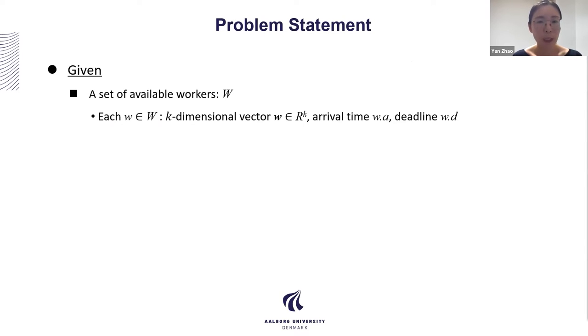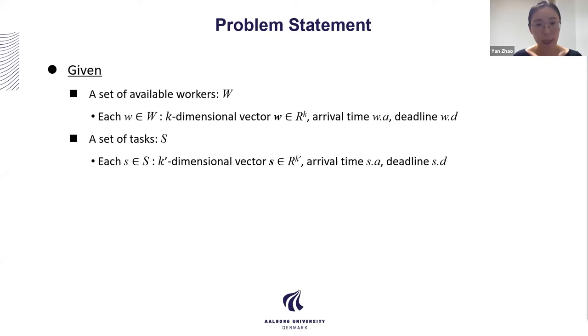Given a set of workers, each worker has a k-dimensional vector that describes features of the worker, like the completion quality of historical tasks, the error rate of completed tasks, and other statistical information derived from the historical data. The worker also has an arrival time and a deadline. We are also given a set of tasks, each with its own feature vector, where each dimension corresponds to a feature like the task type, task pricing, task popularity, task difficulty, etc. Each task also has an arrival time and a deadline.